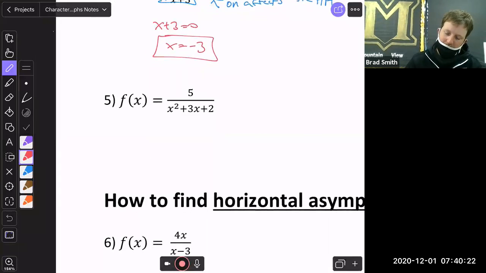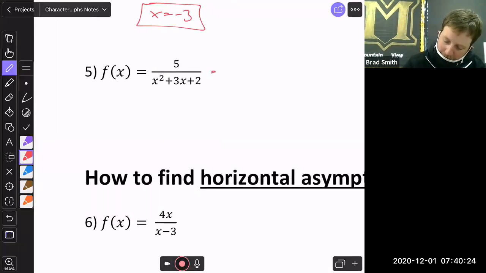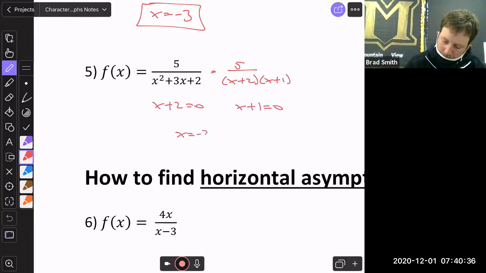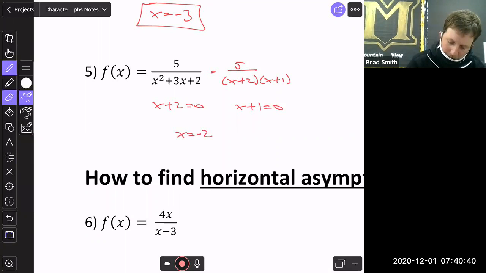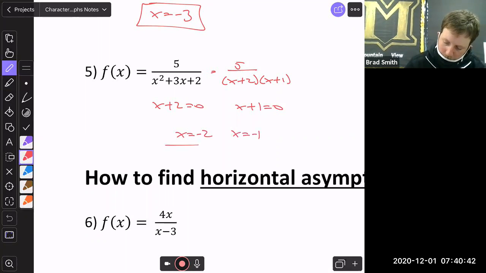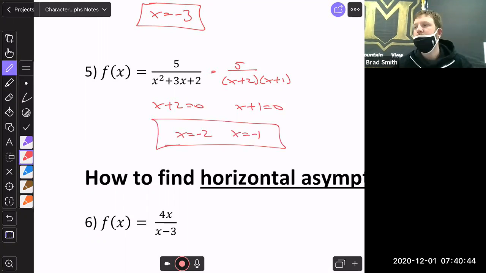And then lastly, number 5, this one can factor. So what factors of 2 add to give you 3? Nothing cancels. So x plus 2 equals 0. So I got one at x equals negative 2, and one at x equals negative 1. These are my vertical asymptotes.